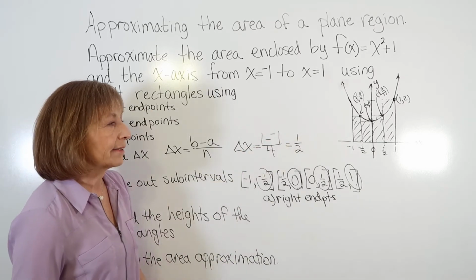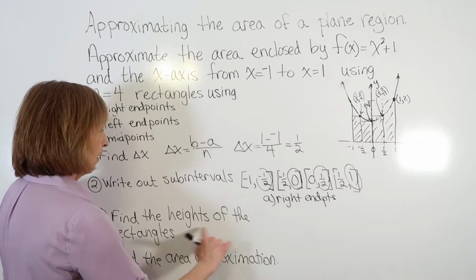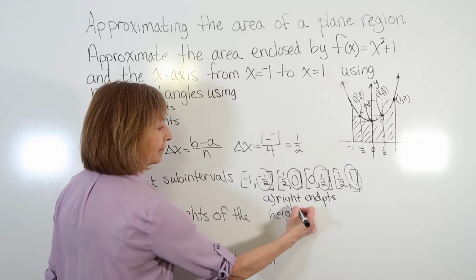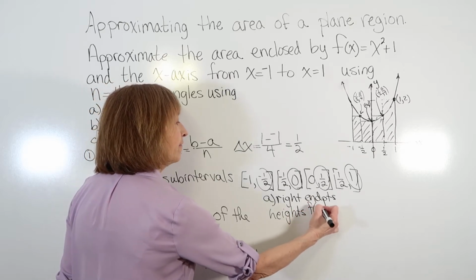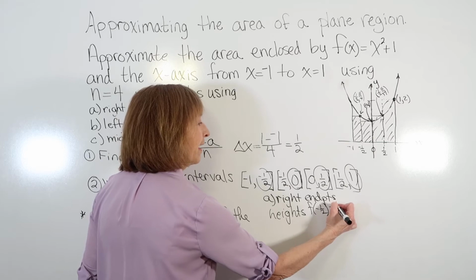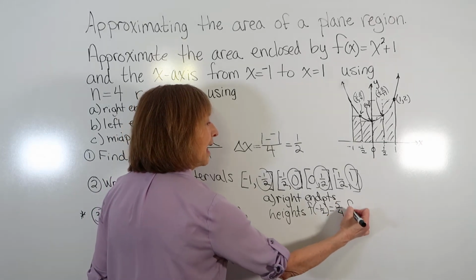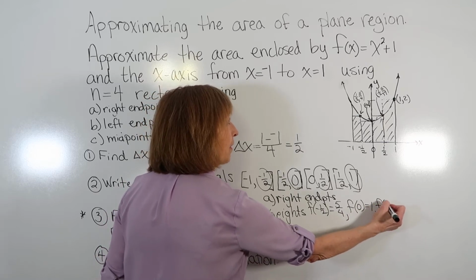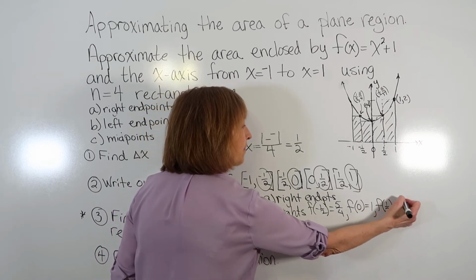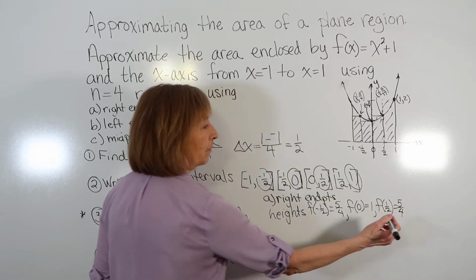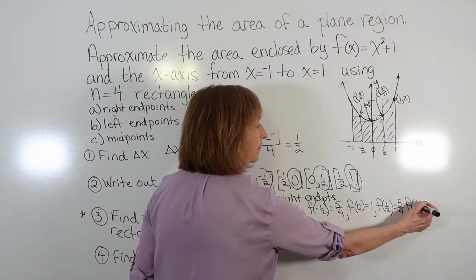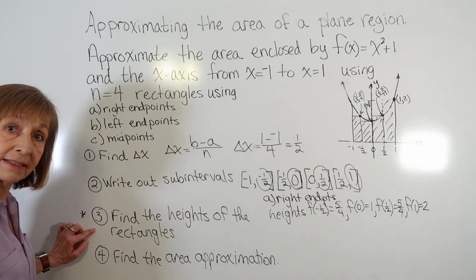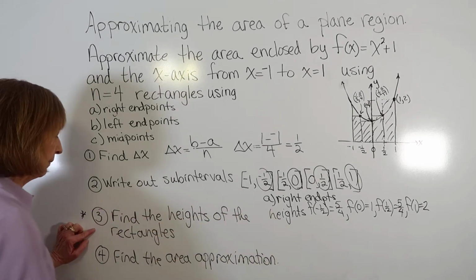And then we've got our heights. So the heights of our rectangles for this are f of negative 1/2 is 5/4. f of 0 is 1. f of 1/2 is 5/4. And then f of 1 is 2. Okay, then after we found the heights of the rectangles for our specific case, we want to find the area.